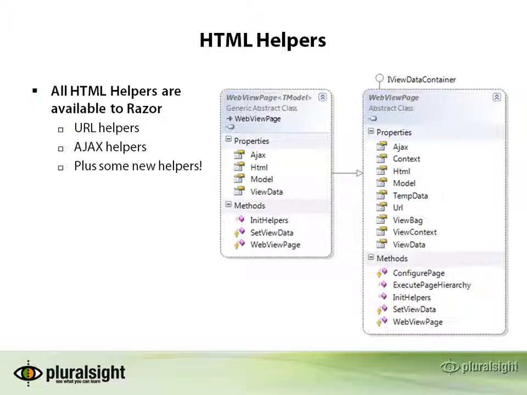All of the helpers that we've been accustomed to using inside of views in ASP.NET MVC are available in Razor as well. This includes the URL helpers, the AJAX helpers, and of course the HTML helpers that can do everything from produce a drop-down list to a form tag. We have access to those helpers through the properties that I just highlighted in the base classes that we inherit from. And we also have some new helpers available. So let me demonstrate those.